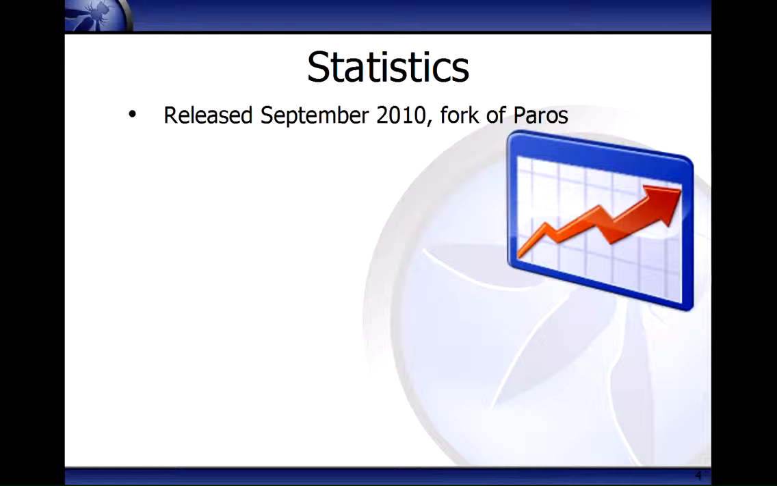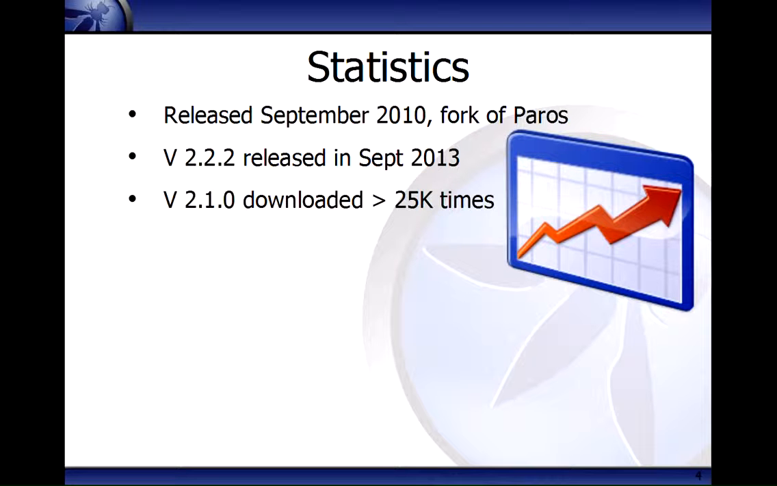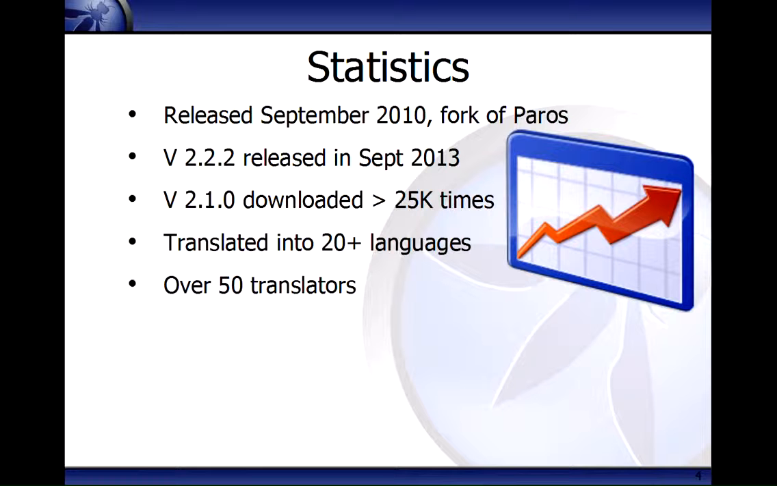I released it just over 3 years ago, a fork of Paros Proxy, which some of you, I'm sure, have used. The last release was in September, 2.2.2. I don't know how many downloads we've had, but probably around 15,000. The last main release, 2.1.0, was downloaded 25,000 times. Obviously, that's not including all the people who've used Zap as part of all the big security distributions. It's been translated into over 20 languages, and we have over 50 translators at the moment. I'm really proud of that. I think that's very important.